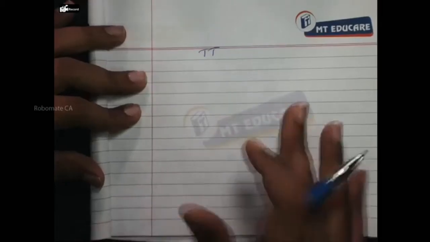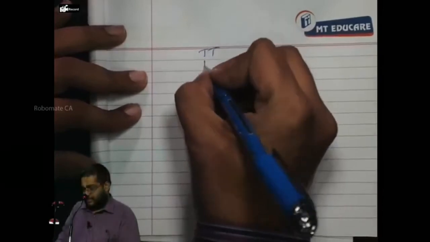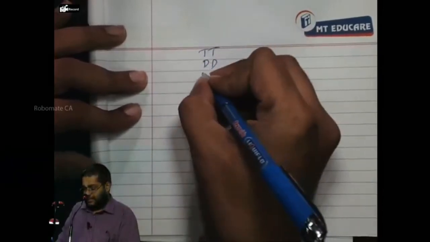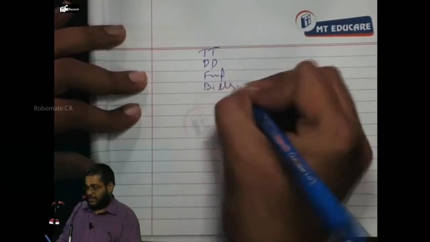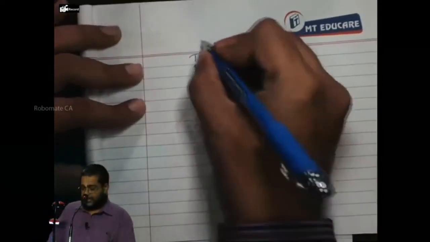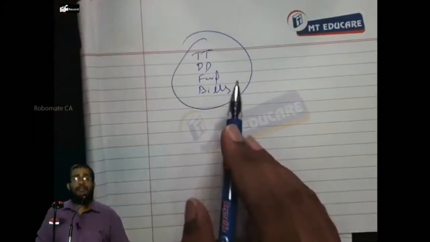Now, there are 4 foreign currency transactions very popular. More are there, but 4 are. I am not saying foreign currency, I am saying currency transactions. TT transaction, DD, forward and bills. These are the 4 transactions. What are the 4 transactions here? TT, DD, forwards and then bills.